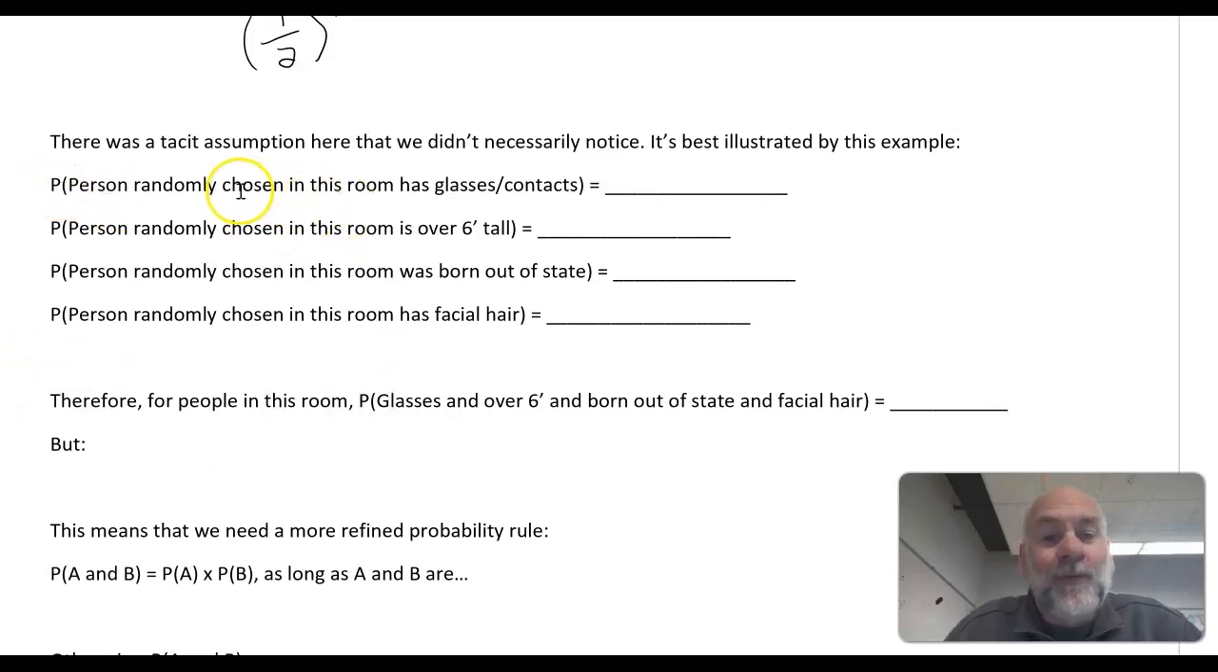So I say the probability of randomly choosing a student in the AP Stats classroom who has glasses or contacts. Maybe we've got about 5 out of 26. I'm included in this. And how many people are over 6 feet tall? Maybe that's like 7 out of 26. And what's the probability they're born out of state? I'm making up the number. Maybe 4 out of the 26 were. And what's the probability the person has facial hair?